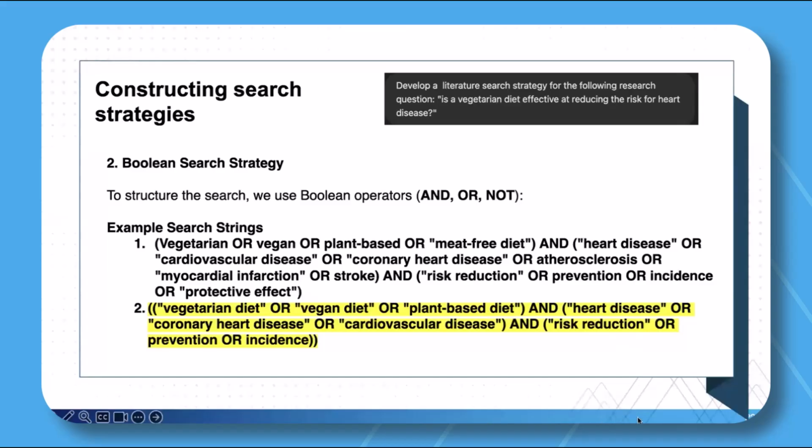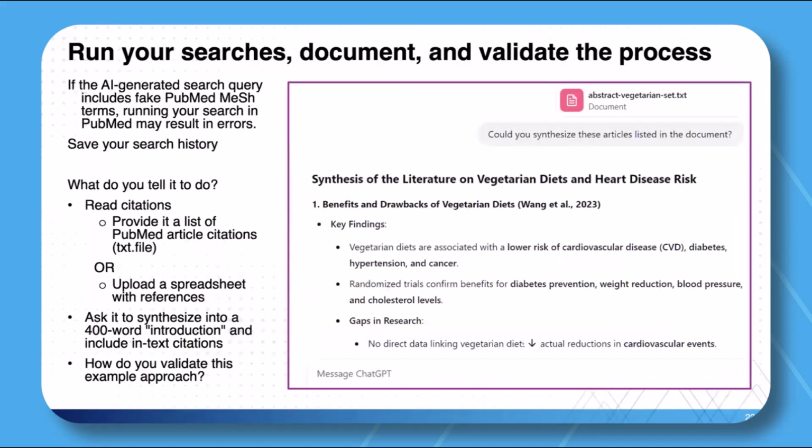The first search string has a few more keywords than the second. Either approach is appropriate to run a search in the literature databases. Now for this exercise, I took the second search string ChatGPT suggested and executed it using the PubMed database by simply copying and pasting it into the PubMed search field.